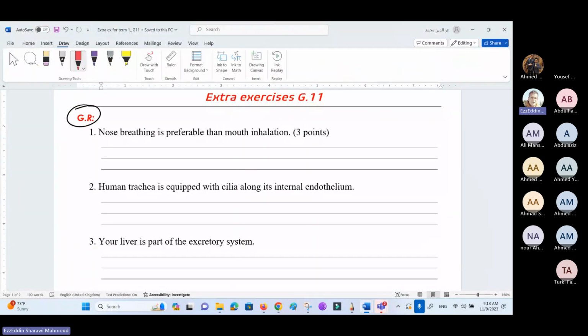Number one, give reason here. Nose breathing is preferable to mouth inhalation or mouth breathing. I need 3 points in the answer. Number one, the nose has tiny hairs, has also mucus, and also has blood capillaries. Okay, so you should mention why every one of them is important. Tiny hairs filter air from bacteria or tiny pathogens or dust.